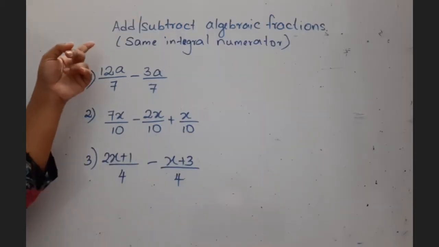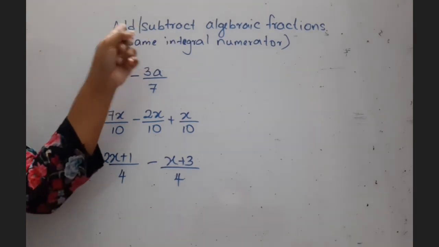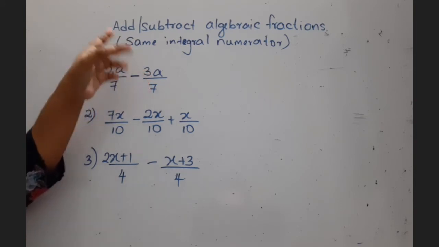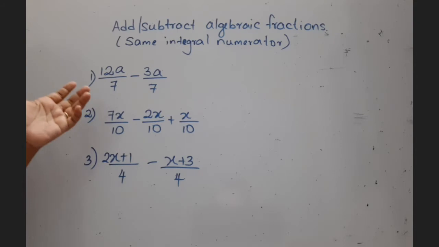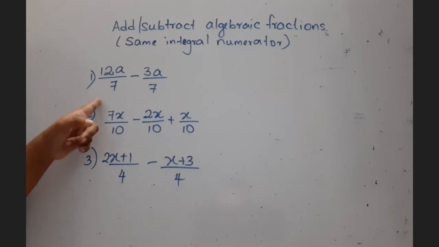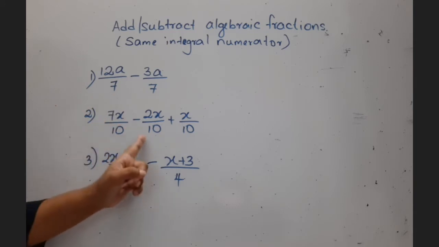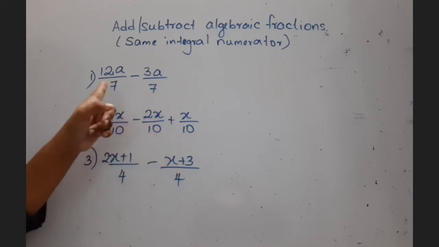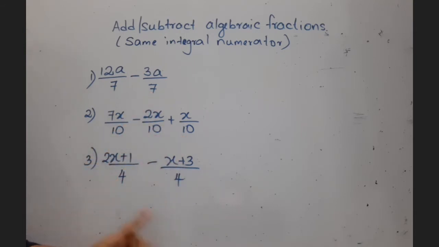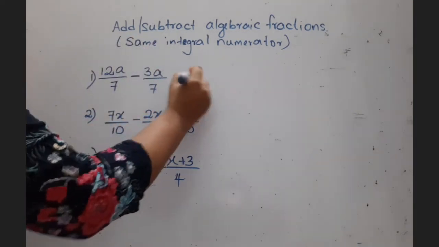Now we have come to the second section, which is addition and subtraction of algebraic fractions. Under that we will be looking at how to add or subtract fractions with the same integral numerator. Here, as you can see, I have written 3 examples. It's very easy since the denominators are the same. The first one contains 7 and 7, here it's 10 and here it's 4. So you don't have to do anything other than subtracting directly from the previous term.